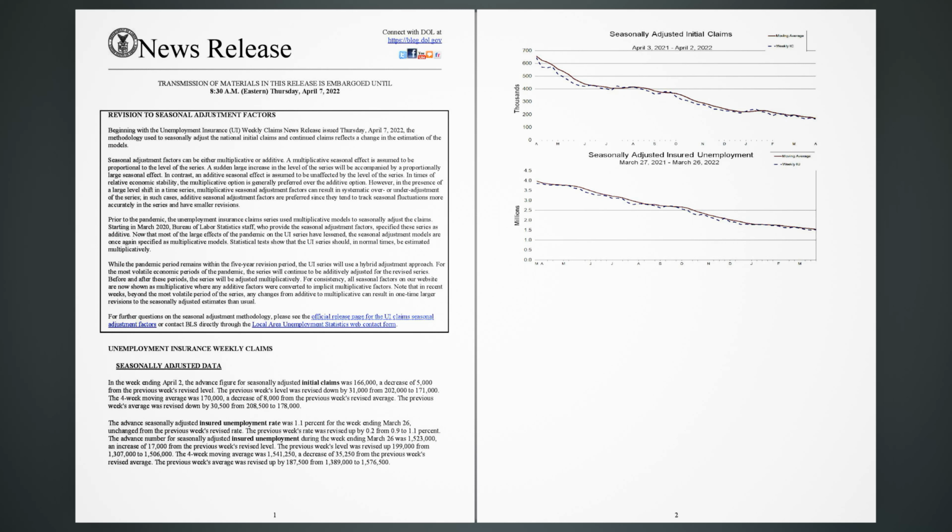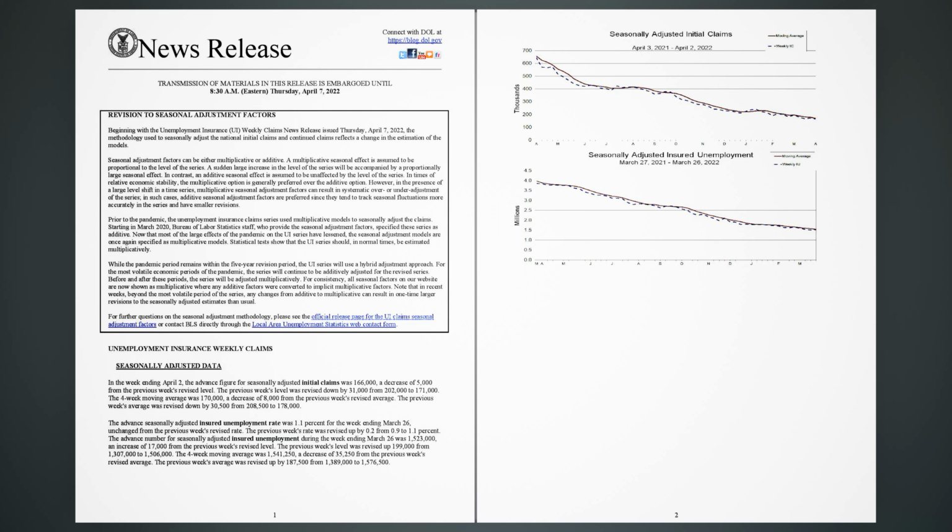Seasonally adjusted data. In the week ending April 2nd, the advance figure for seasonally adjusted initial claims was 166,000, a decrease of 5,000 from the previous week's revised level. The previous week's level was revised down by 31,000 from 202,000 to 171,000. The 4-week moving average was 170,000, a decrease of 8,000 from the previous week's revised average. The previous week's average was revised down by 30,500 from 208,500 to 178,000.